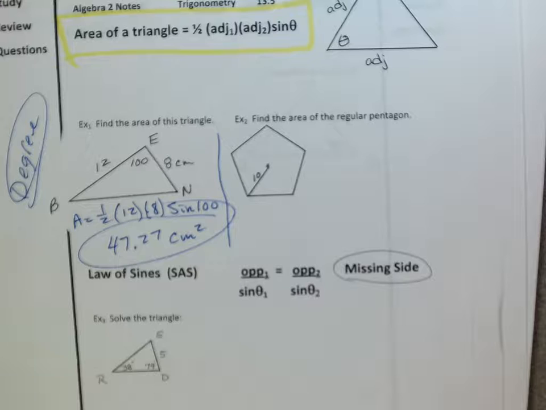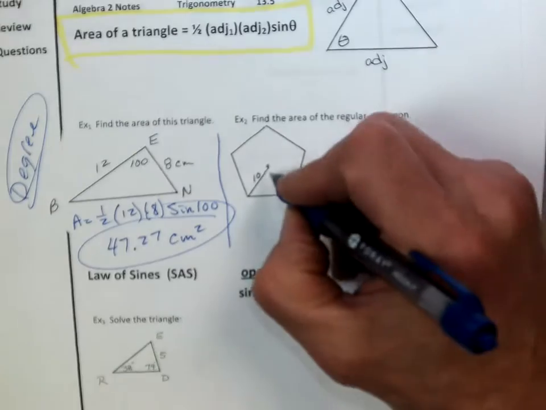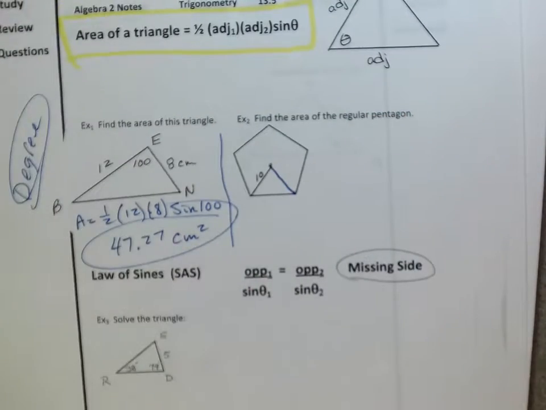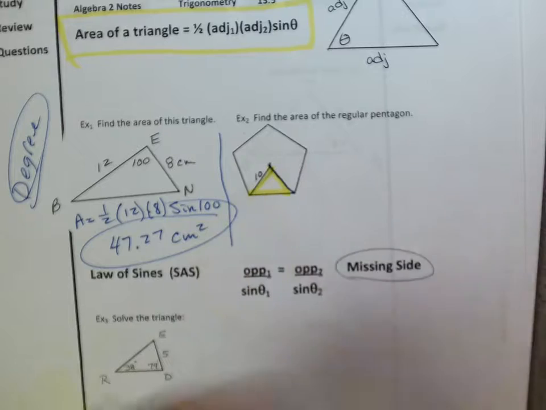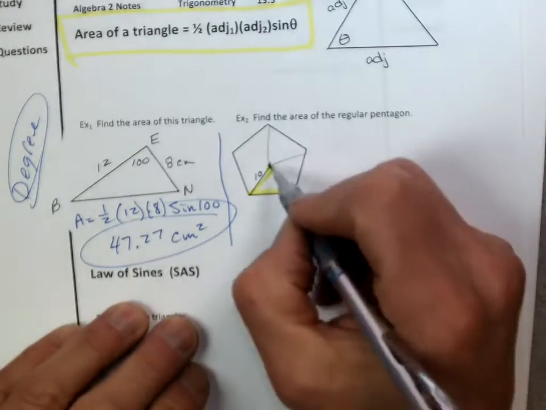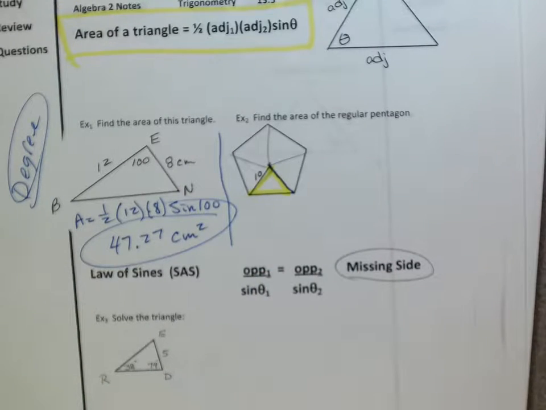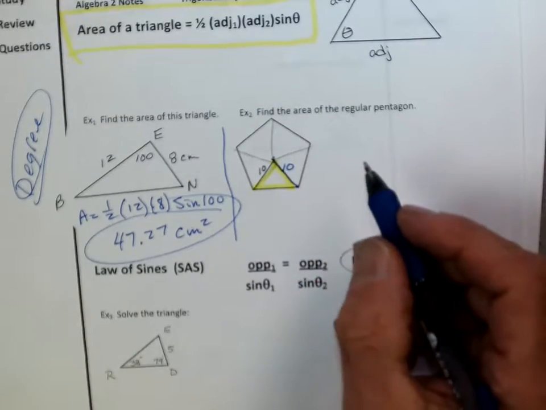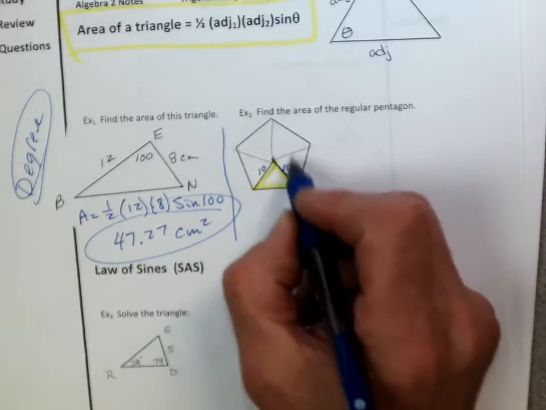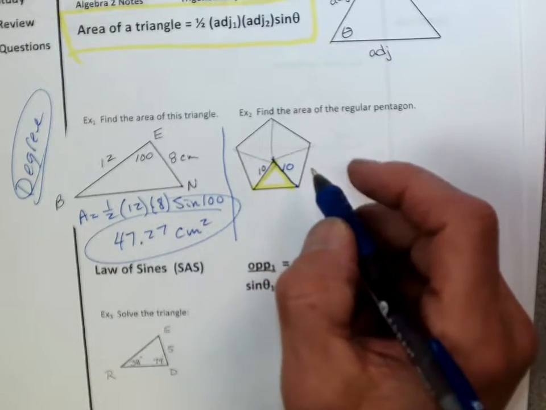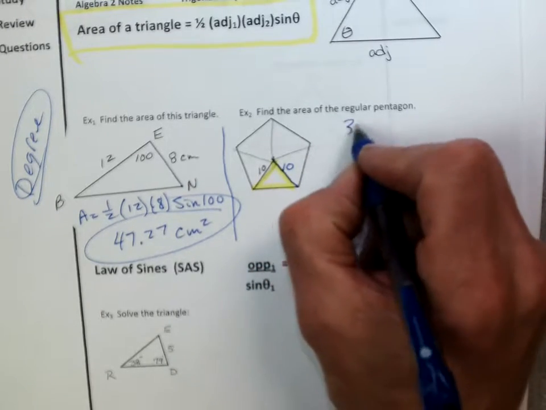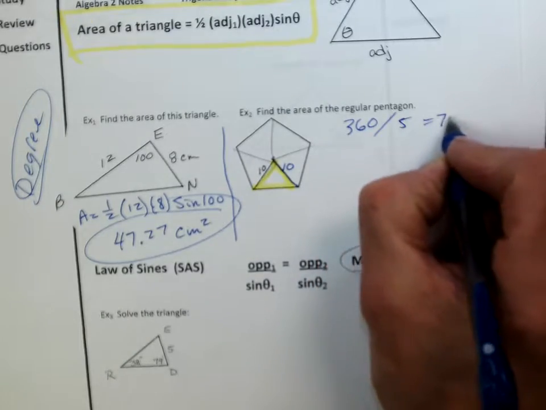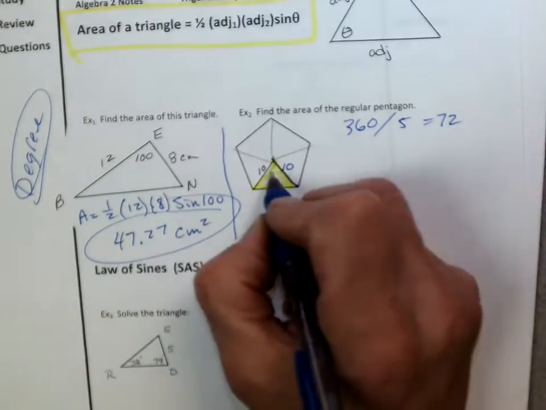Now there's not a triangle, but we can make a triangle, right? So in order to find the area of the pentagon, let's find the area of this triangle here, and then we'll multiply it by 5, because there's 5 of these triangles within this pentagon. So let's find the area of one of these triangles. First of all, I know this side is 10 also, but I need the central angle. 72. 72 is right. Nice job, Lane. Because 360 divided by 5 is 72.